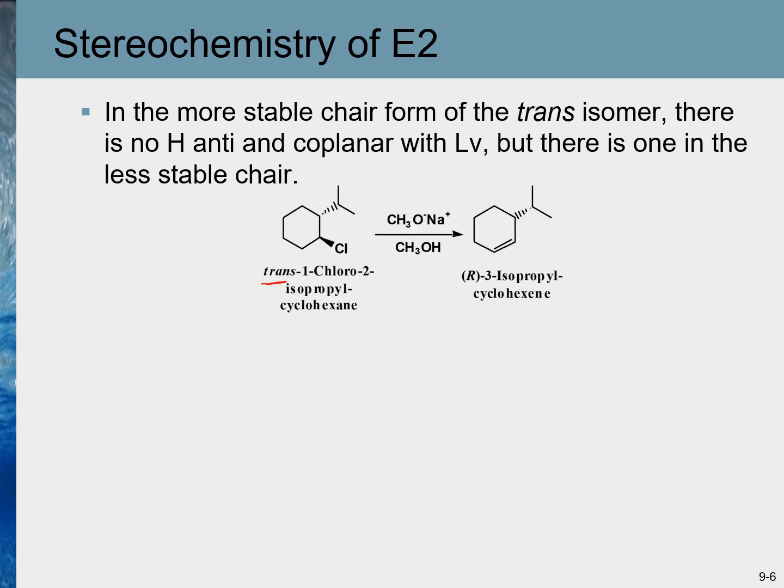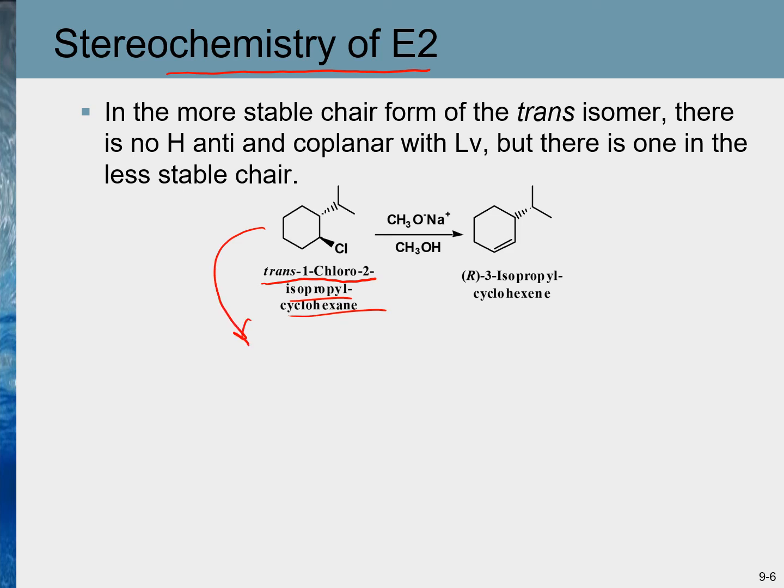However, in case of trans 1-chloro-2-isopropyl cyclohexane, when we draw the chair conformation and we look at the stereochemistry of this elimination reaction, we'll see that there is only one possible orientation in which the proton and the leaving group are in anti and coplanar position, and that one position leads to the formation of only one product as a result. So let's first draw the chair conformation of this trans isomer.